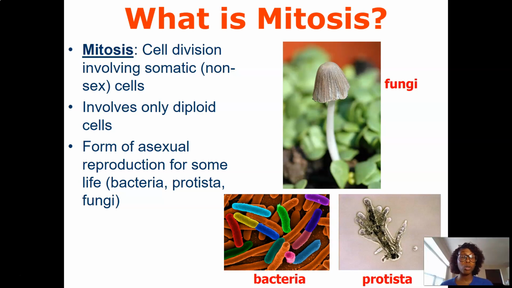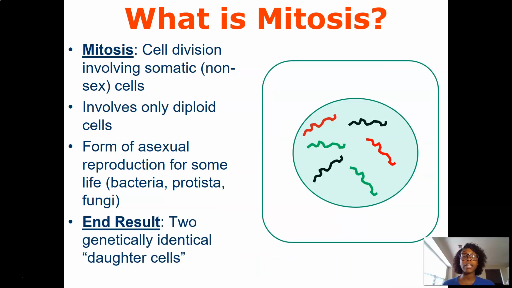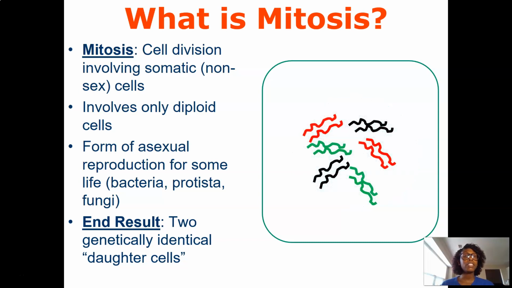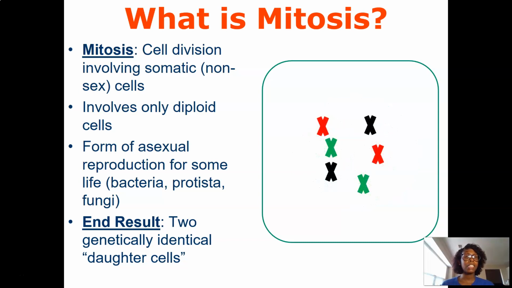So from our last module, we learned about what our non-sex cells consist of. We learned about what diploid cells are. Diploid cells are our two sets of chromosomes. And we learned about that end result. So just to go over that again, because we're going to go over each stage of mitosis, we are going to start with a parent cell.